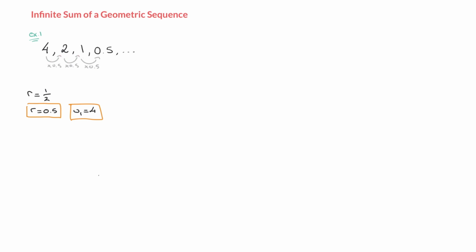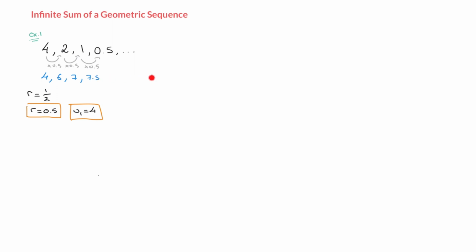Here's what I mean. The first term of the geometric series is equal to 4, which is the same as the sequence. The second term of the geometric series will equal the sum of the first two terms of the geometric sequence. So that's 4 plus 2, which is 6. I carry on. The third term of the series will equal 4 plus 2 plus 1, the sum of the first three terms of the sequence. And 4 plus 2 plus 1, well, that's equal to 7. And I carry on this way. The fourth term in the series will be 4 plus 2 plus 1 plus 0.5, which will be 7.5.